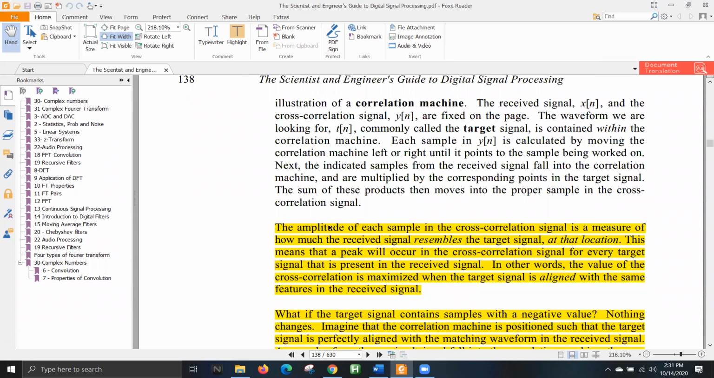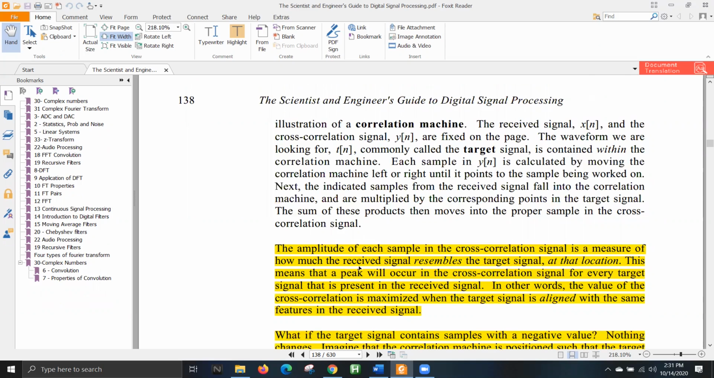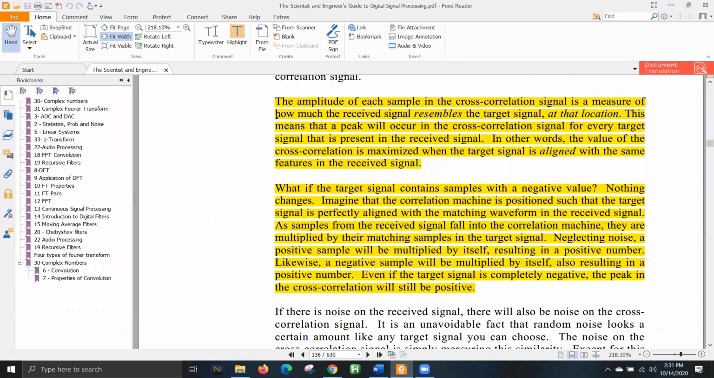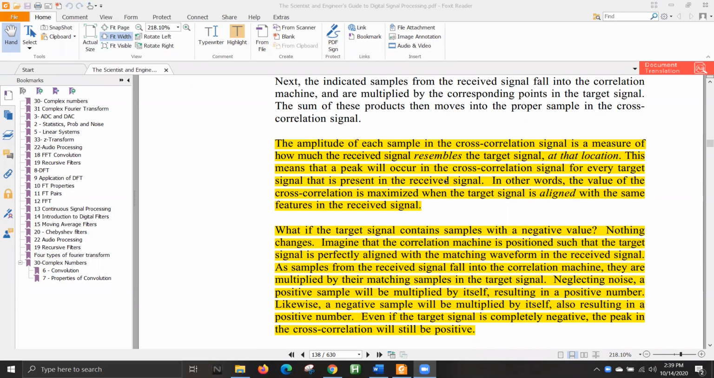So the basic idea, I think I already discussed, but here you can read through this. The amplitude of each sample in the cross correlation signal is a measure of how much the received signal resembles the target signal at that particular location. And as I have said, if you perform cross correlation between two signals, you'll find peaks at every location where there is a match of the signal inside another signal.